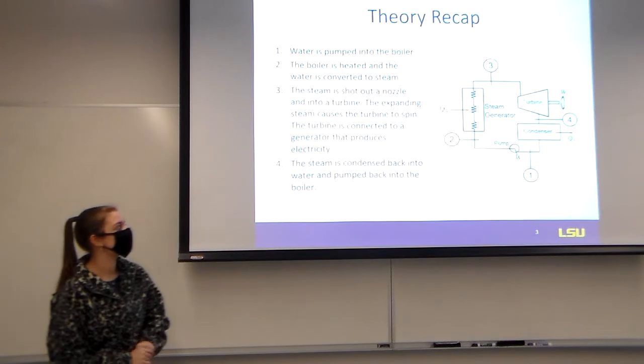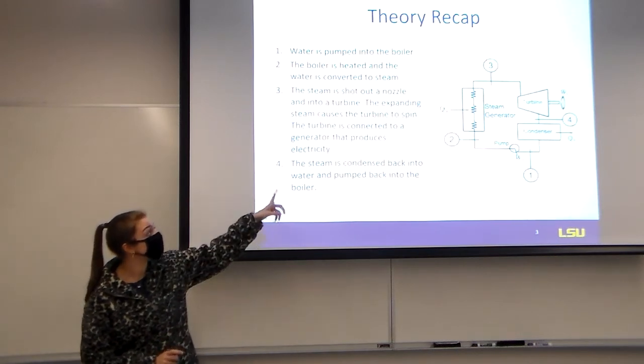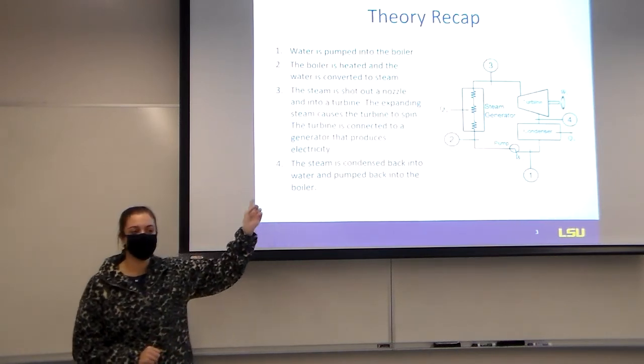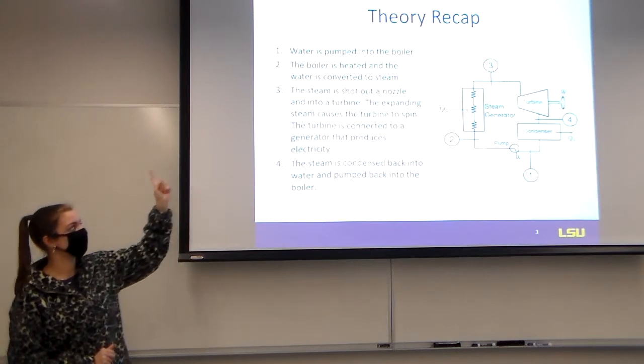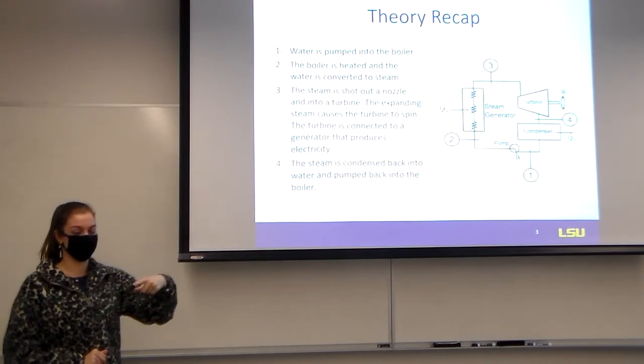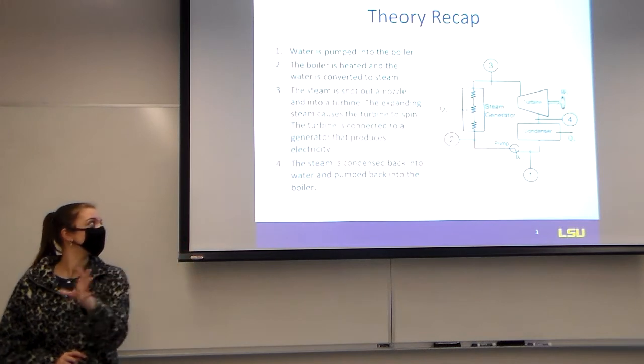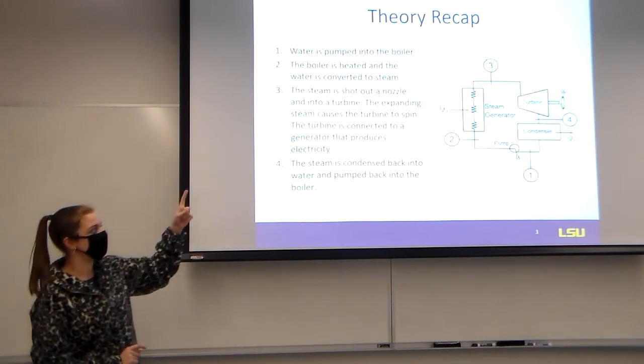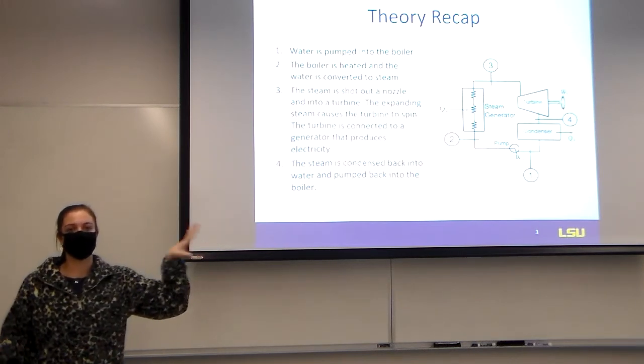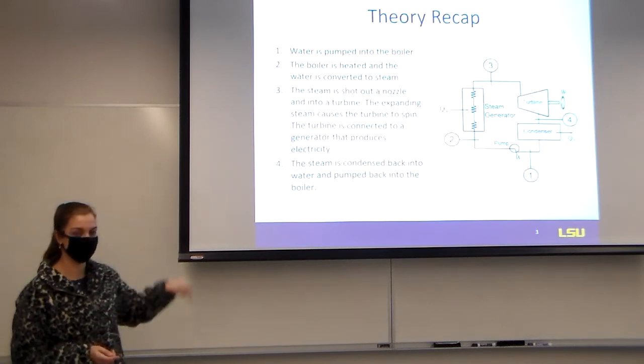So just to recap, water is pumped into the boiler where it's converted into a high energy steam, where it flows through the turbine, where it spins the turbine, and that energy is then generated through the generator. Then it goes through the condenser where heat is rejected and it's condensed back down to a liquid, and then the whole cycle starts again.